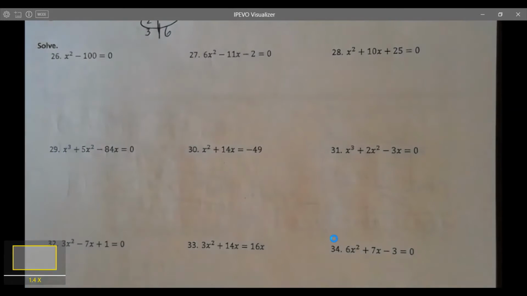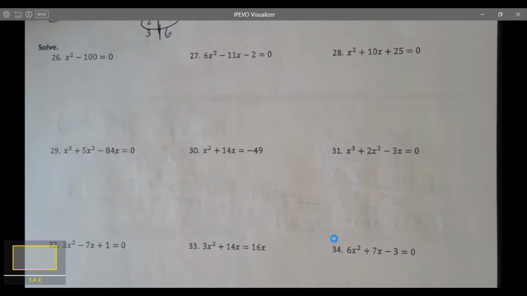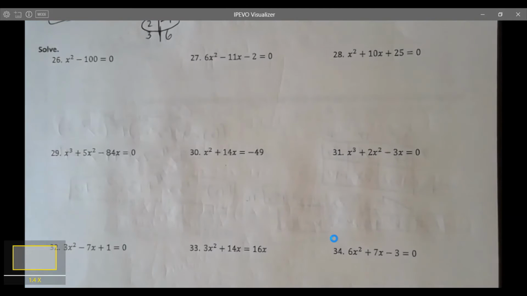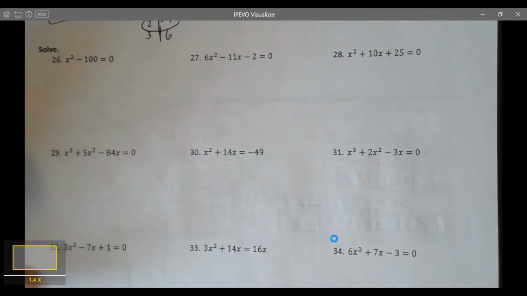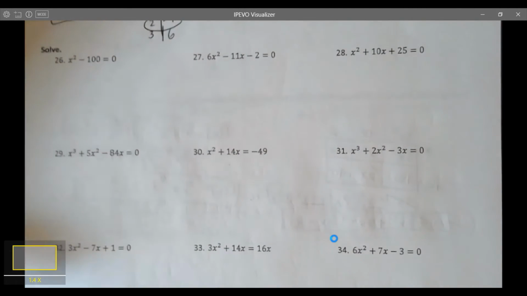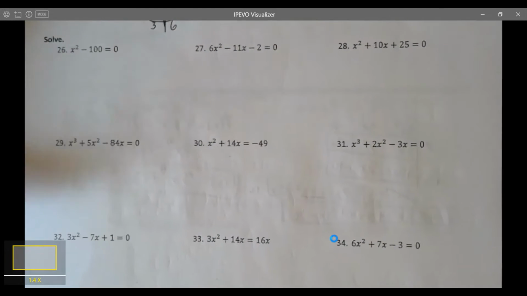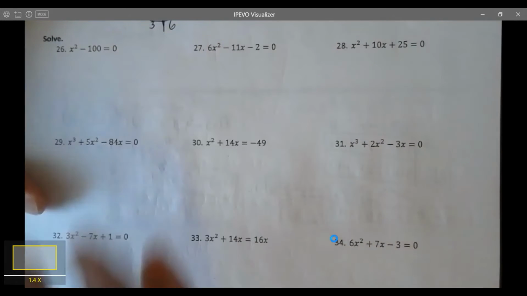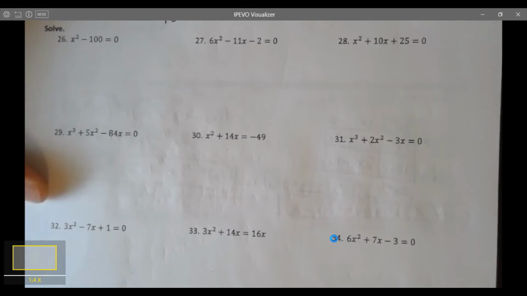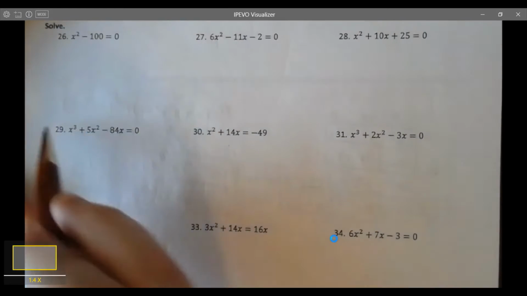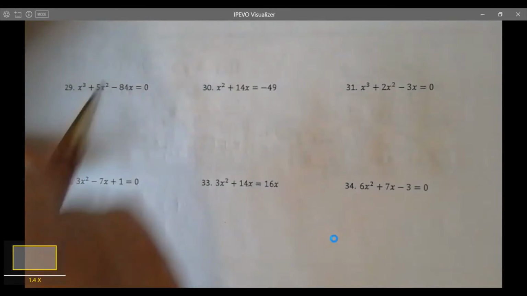Now at the bottom, they're asking you to solve. So you first have to factor, and then you do like we did up above in 14 through 25. You're going to factor, but you're going to have one additional step: you need to actually solve for x. So let's go ahead and do a couple of these together. Let's do 29 first.